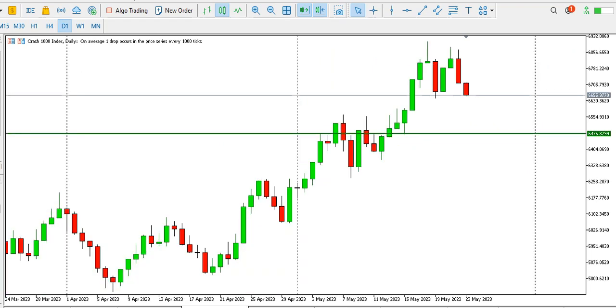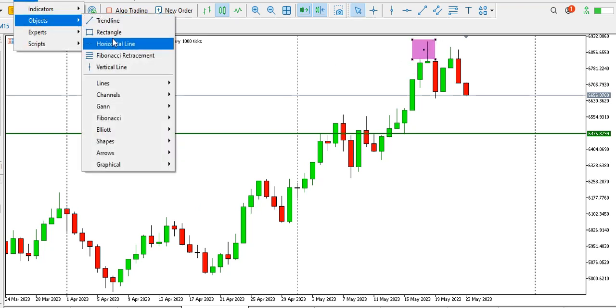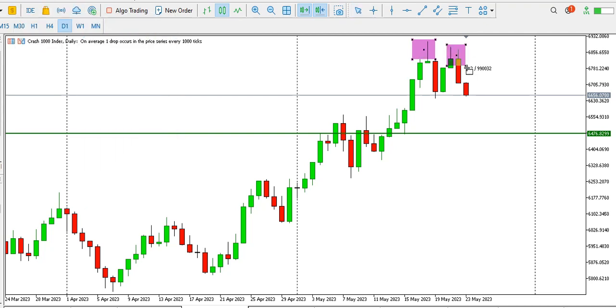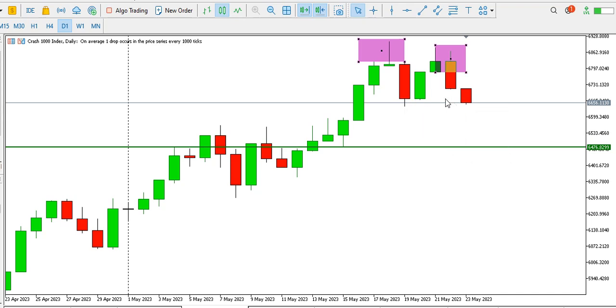Let's look at crash 1000 index. Crash 1000 index on the daily time frame is showing a double top, meaning retracement or a reversal is in play. Okay, price is currently at the neckline, and we might see price dropping as low as the 6476 area.